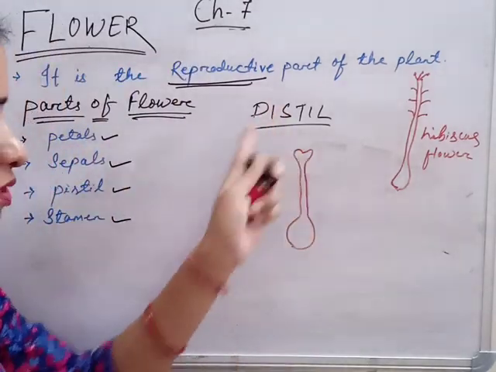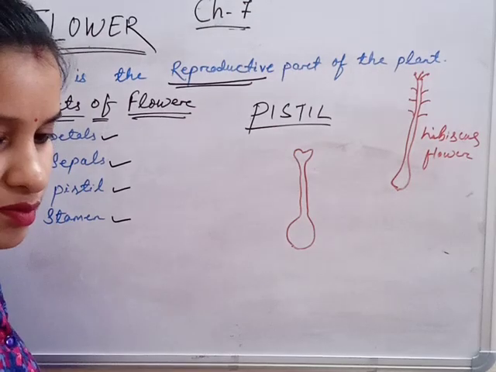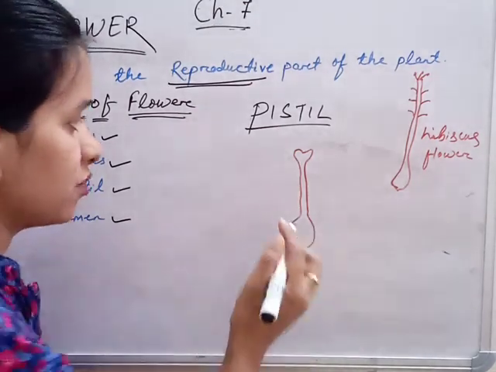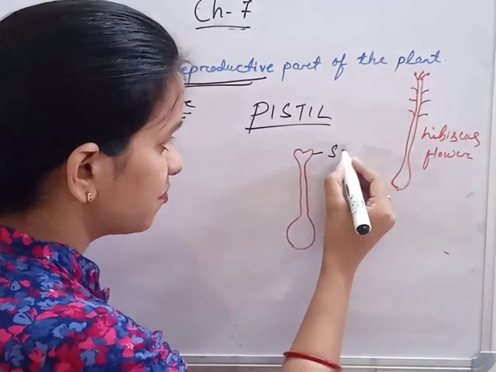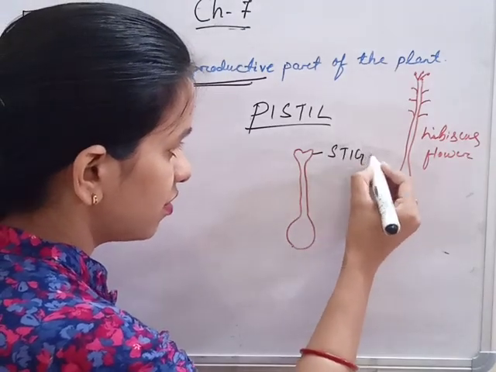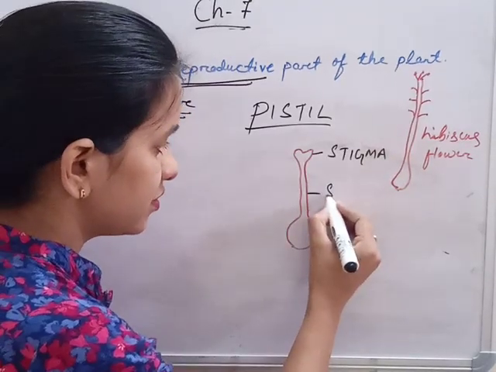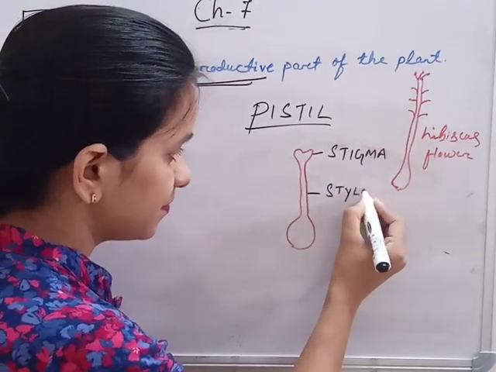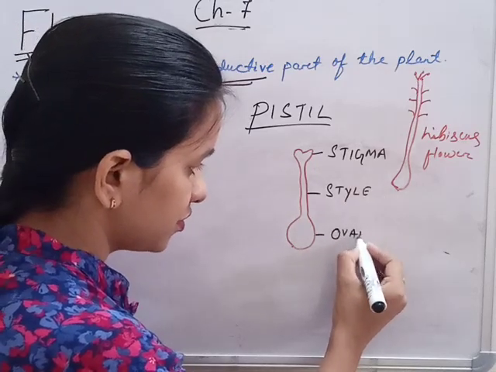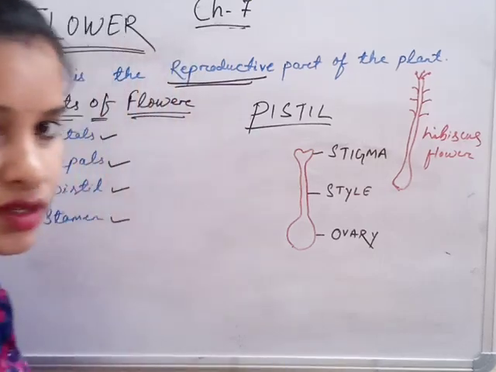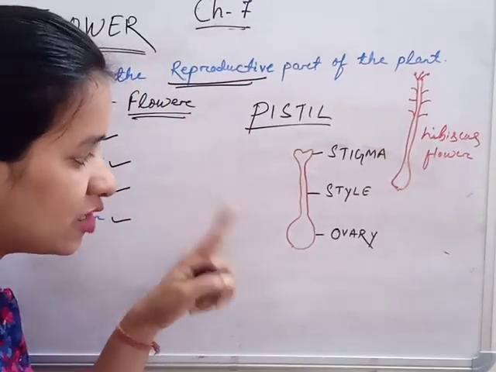So this is the pistil structure actually. Again, the pistil has different parts. What are they? This is your stigma, style, and ovary. So these are the three parts of the pistil: stigma, style, ovary.